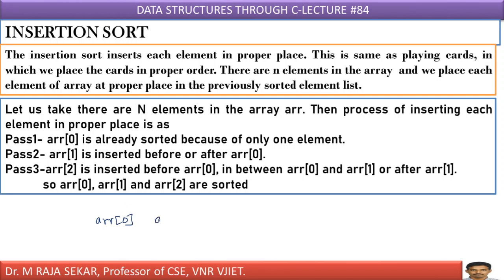How many possible positions are there for ARR 1? There are two possible positions. Either it can be here or it can be here. If ARR 1 is less than ARR 0, it can be placed before ARR 0. If it is greater than ARR 0, it can be placed after ARR 0. Therefore, there are two possible positions to place an element. ARR 1 is inserted before or after ARR 0. What does it mean? ARR 0, comma, ARR 1 is already sorted, isn't it?